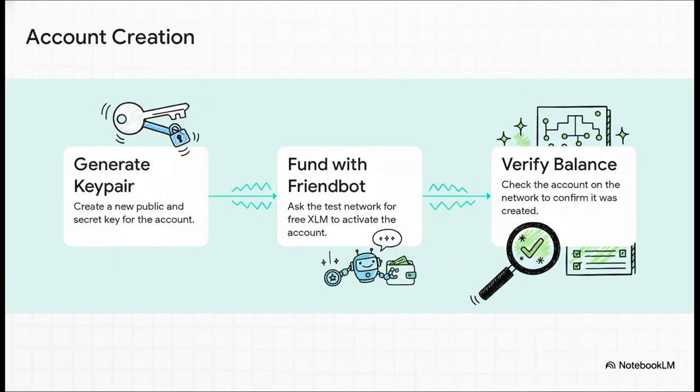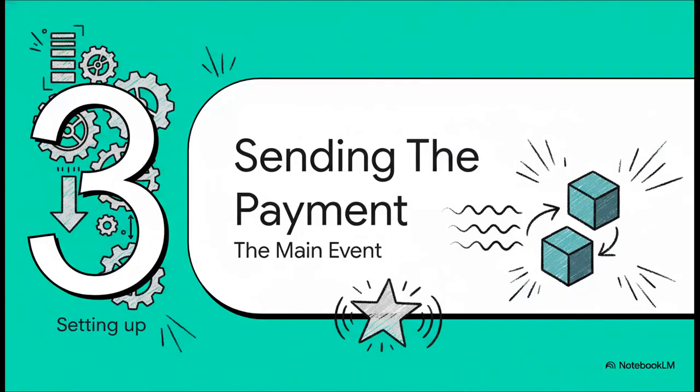So what's that code actually doing behind the scenes? Well, it's these 3 simple steps. First, it generates that new identity, the public and secret keys. Then it hits up FriendBot for some of that free test XLM to actually bring the account to life on the network. And finally, it double-checks the blockchain to make sure, yep, the account is there. Simple, logical, and totally automated. Love it.